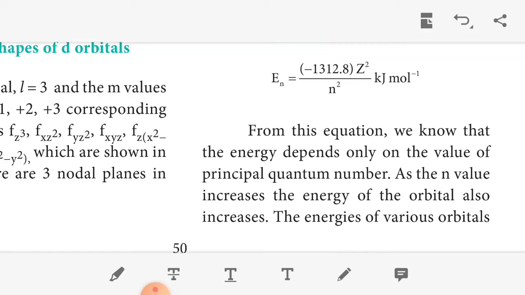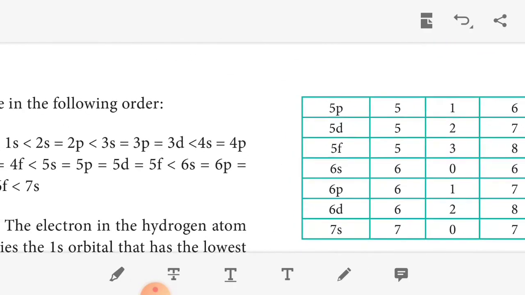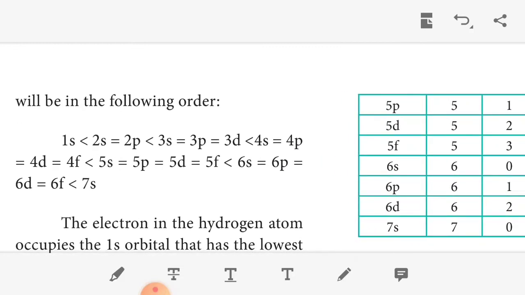So the energy of the various orbitals can be filled in the following order: 1s, 2s equal to 2p, 3s equal to 3p, 3d, then 4s equal to 4p, 4d and 4f, 5s equal to 5p, 5d, 5f, 6s, 6p, 6d, 6f and 7s. In the hydrogen atom the electron occupies the 1s orbital, the lowest energy. This is called the ground state. When the electron gains some energy, it moves to higher energy orbitals such as 2s, 2p, etc. This is called the excited state.